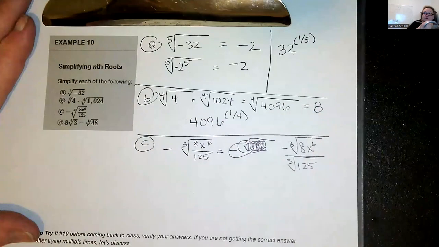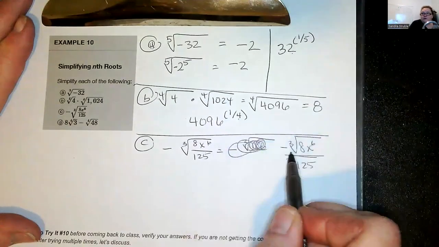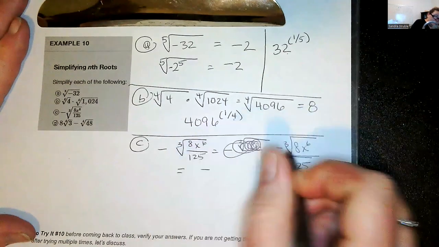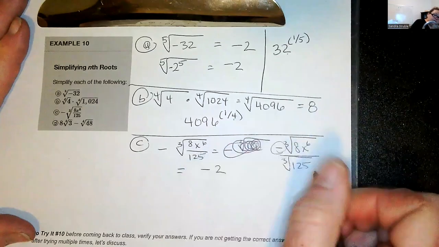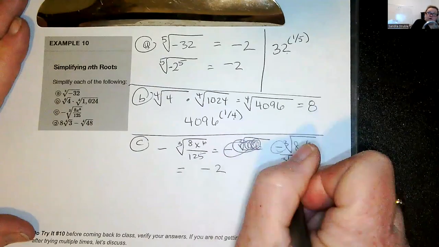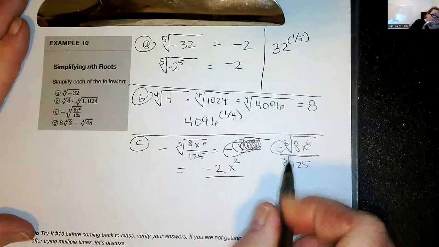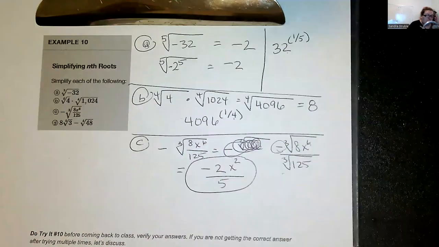All right, again, use your to the 1/3 instead of 1/4, and that's going to equal negative, first of all, because we've got a negative here. Cube root of 8 is 2. Cube root of x to the 6 is just x to the 6 divided by 3, because power over root, is x squared, over cube root of 125 is 5. And that's our answer for that one.